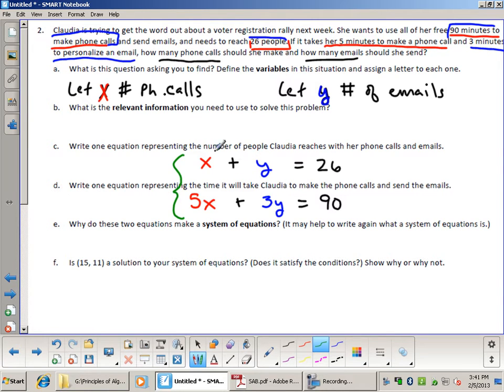So if you don't have the second thing to help constrain, to help hold back your combinations, you're just going to have an overwhelming number that you could pick. So this idea of being a system has everything to do with 2 rules you have to follow. You have to make 26 calls, but you can't spend any more than 90 minutes doing it. And that's just what systems are at their very core.